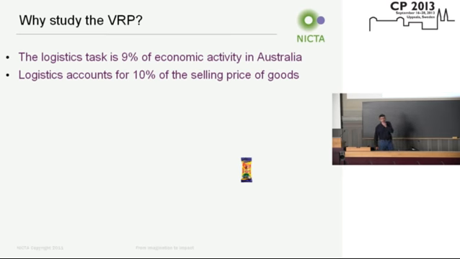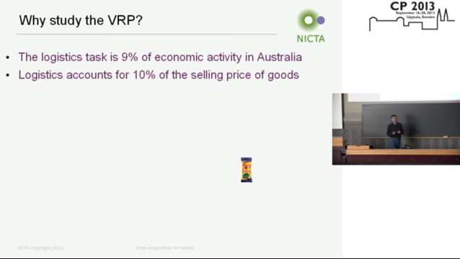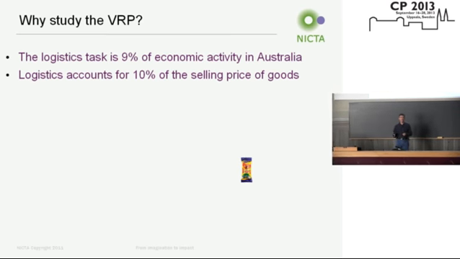Another reason for solving the VRP is that it's a really important problem economically. I know Australia best, so I'll give you the figures for Australia. I think they're similar, but not exact, for the other countries. 9% of Australia's GDP is tied up in actually moving things around, and the logistics part accounts for 10% of the price that you actually pay for stuff.